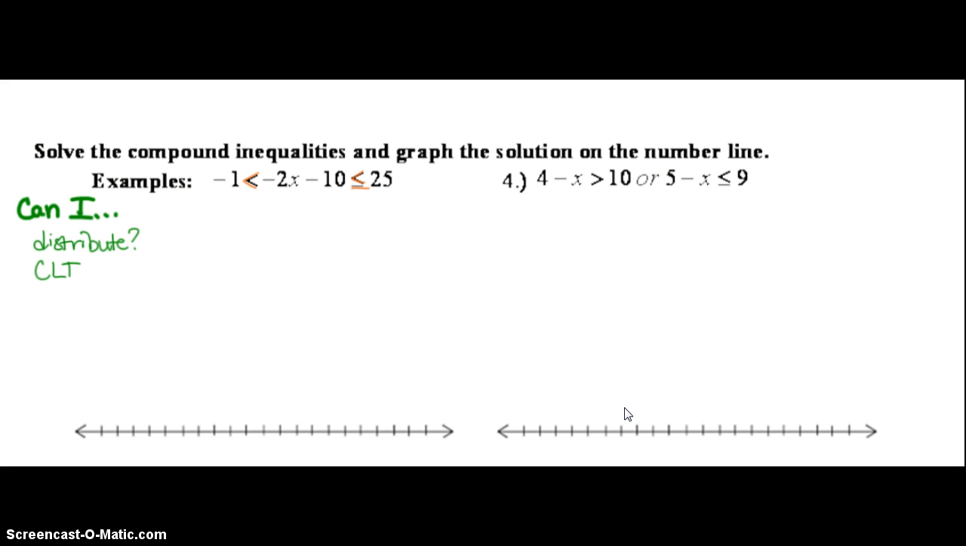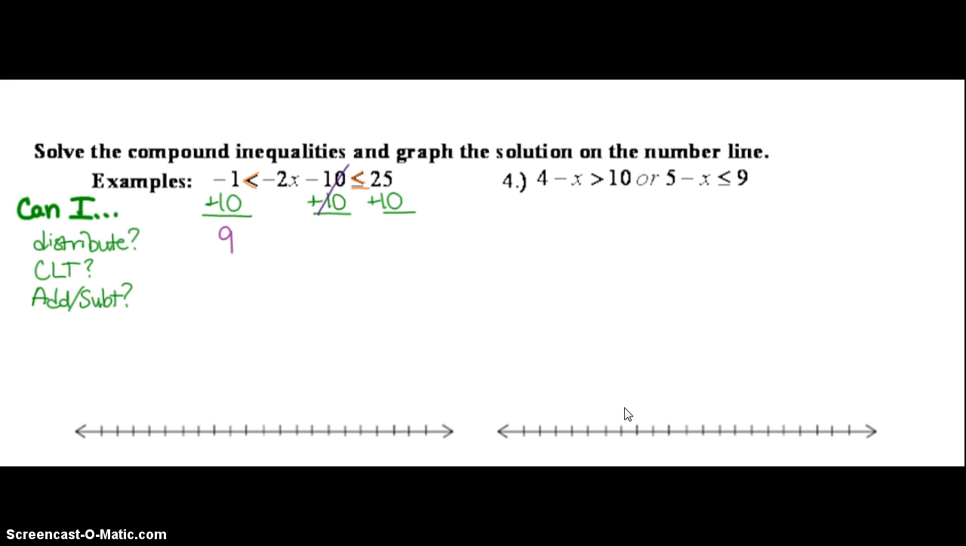Well, then can I combine like terms? Can I put negative 2x and negative 10 together? Nope, I can't quite do that, because 10 doesn't have an x. So I have to start by adding or subtracting. Notice this time I have to add 10 to the negative 1, the positive 25, and the negative 10. Negative 10 and positive 10 cancel each other out.